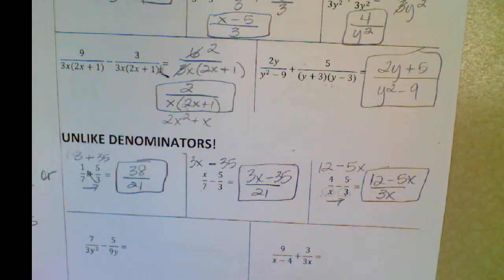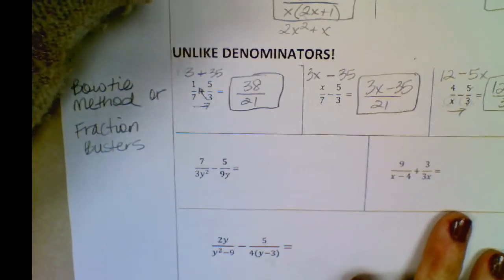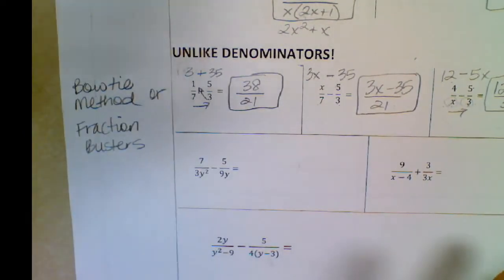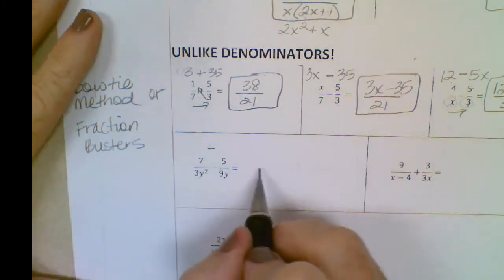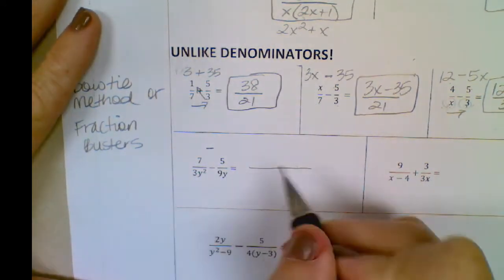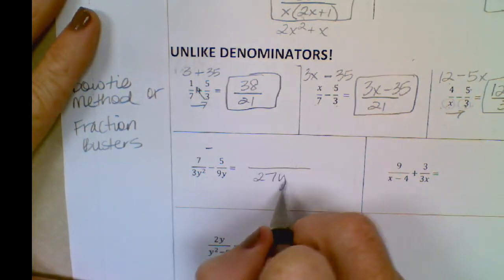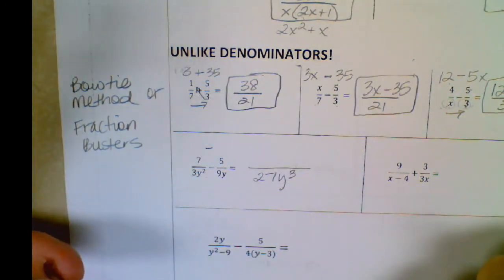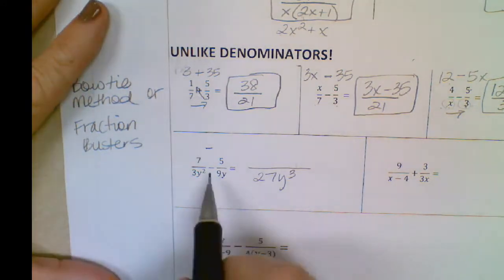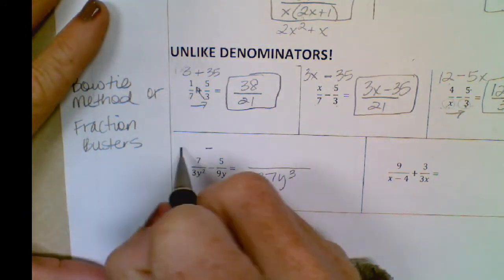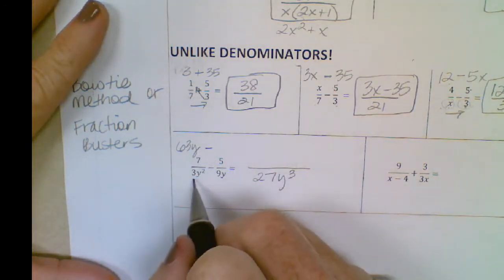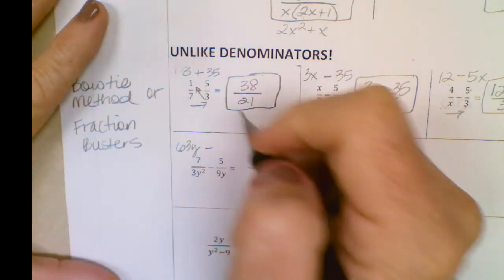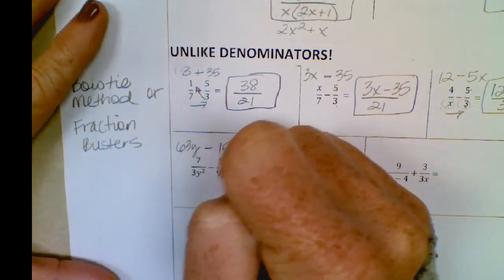Okay. So even if it gets to the point where you need to simplify it later, it's okay. Bow tie method works great for this. So put the negative up there because we're subtracting. 3y squared times 9y would be 27y cubed. If it becomes something that we need to cancel, we'll deal with it in a minute. It's all right. 9y times 7 would be 63y. And 3y squared times 5 would be 15y squared.